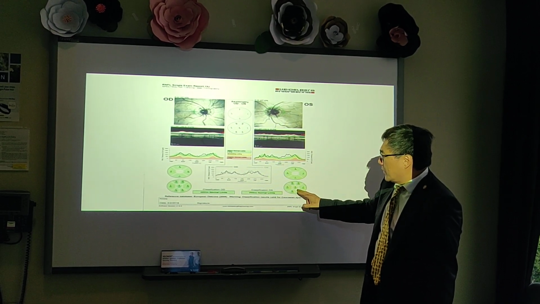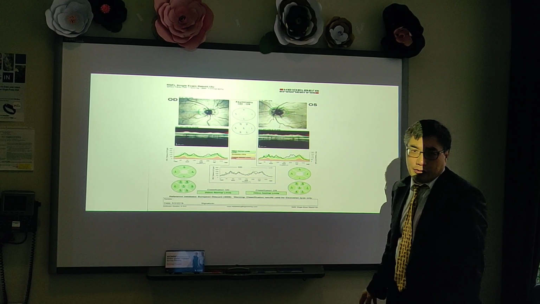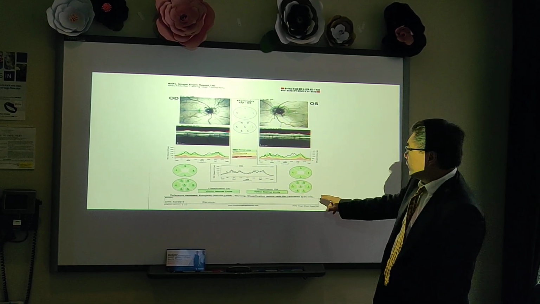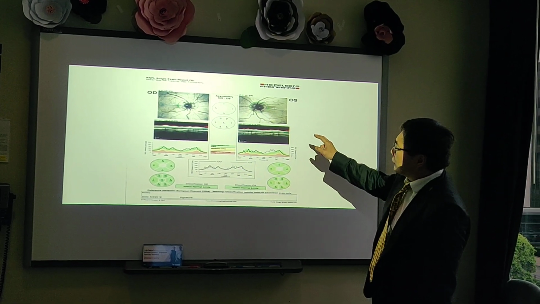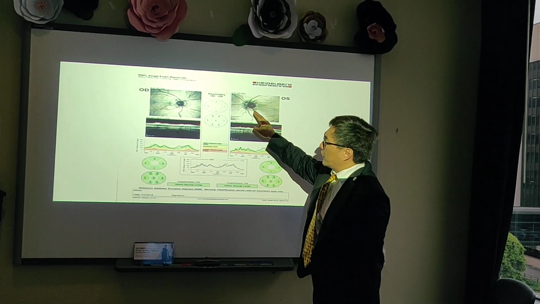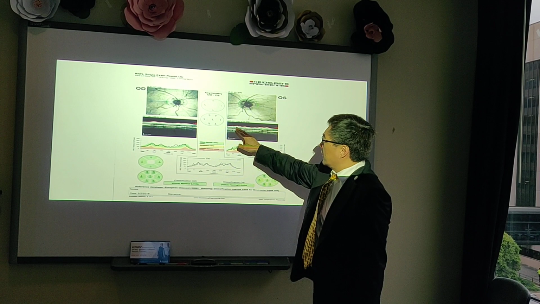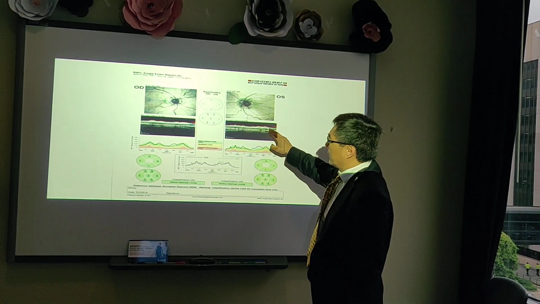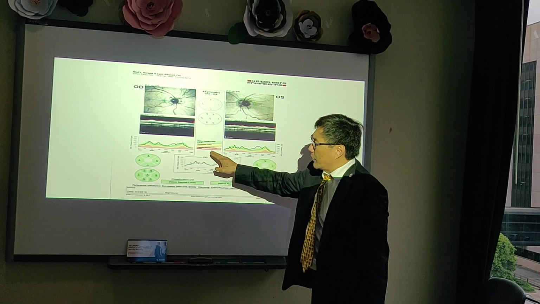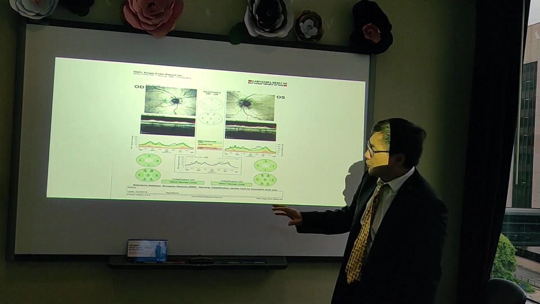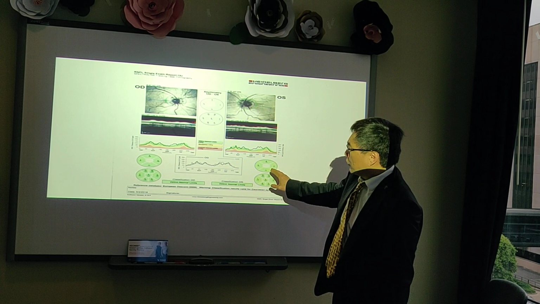And normally the global average in the center here is 100 microns, plus or minus 10, which is one standard deviation. So in this particular patient, we're looking at signal strength, we're looking at the centration of the circle, we're seeing if the segmentation line has been drawn in the right place, and we're looking to see if we're in the green zone, the yellow zone, or the red zone. If we're in the red zone, optic atrophy. If we're in the yellow, it's borderline. And if it's in the green zone, we're normally good.